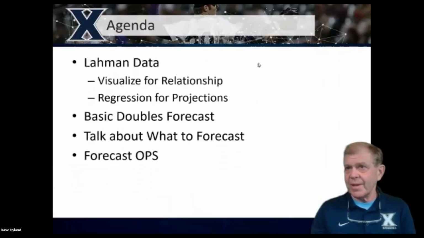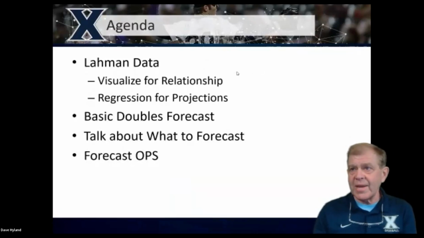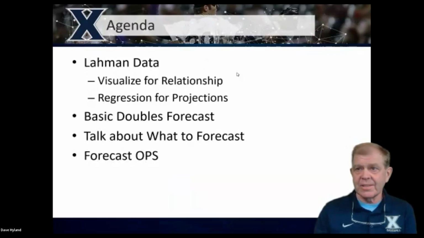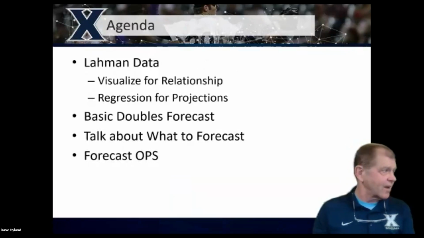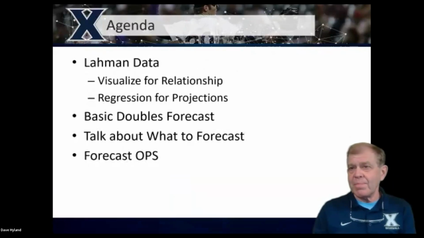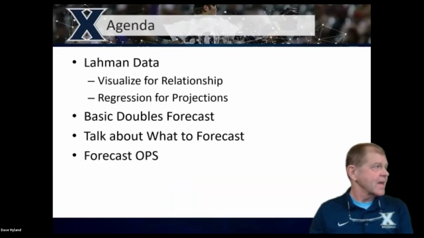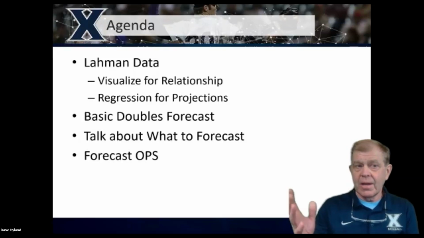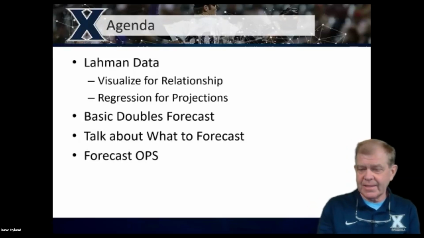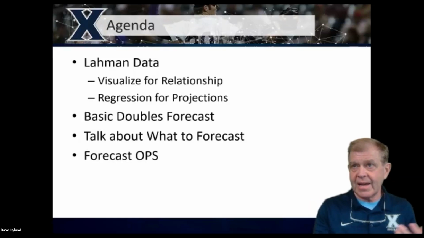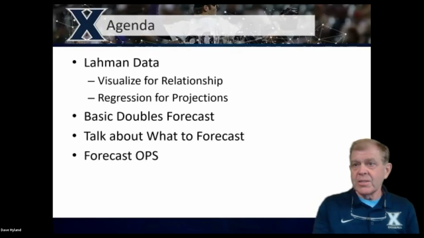So let's get into it. Here's our agenda. We're going to use Lahman data, and we're going to do some visualizations and regressions. We're going to start with a basic forecast, just to forecast doubles. And then we're going to take a little sideshow and talk about what to forecast. And then we're going to get into some details on forecasting OPS and get a little dirty with the data, and try to think about how we do more advanced forecasting and so on. So our first one we're going to look at is forecasting doubles.